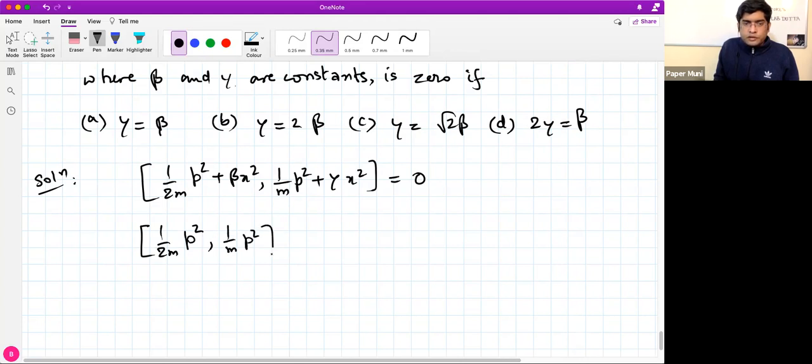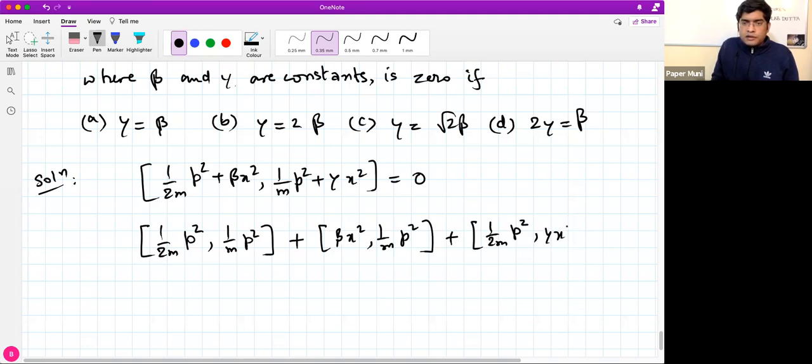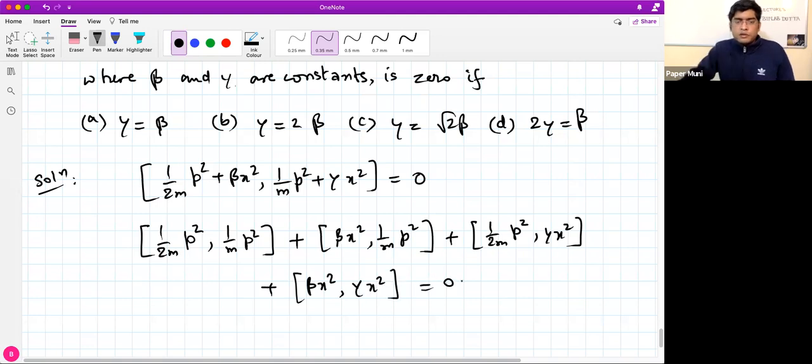Okay. So this is the first term. Then you have beta x square 1 by m p square. Then you have plus. You can write like this, that the two terms have been done. So this is 1 by 2m p square gamma x square, and then we have plus this is beta x square, and then you have gamma x square. All right, so this is equal to 0.